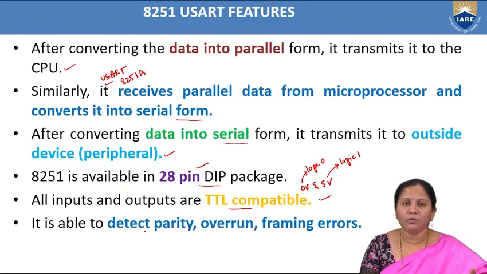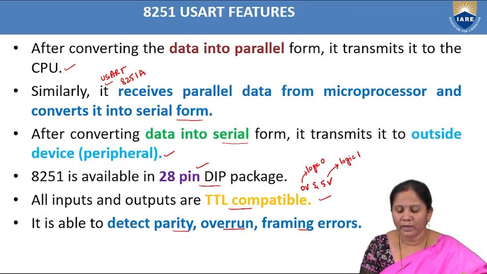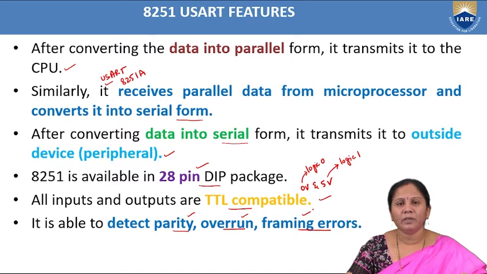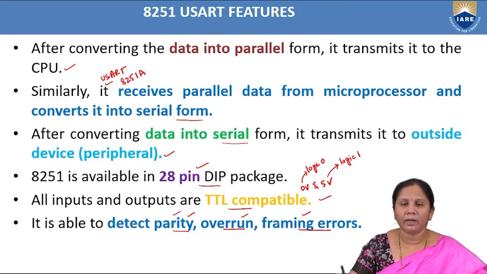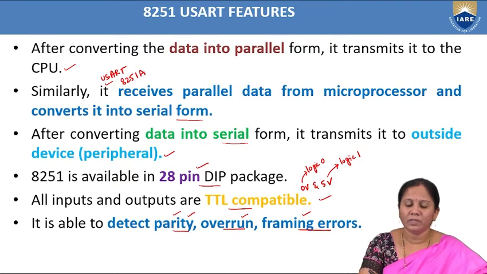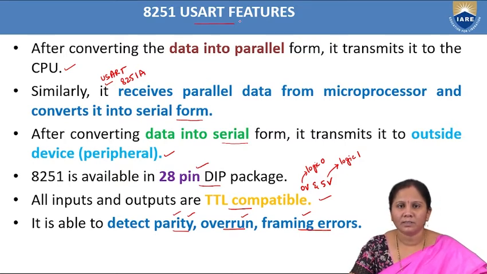This 8251 USART is able to detect parity, overrun and framing errors. How does it detect them? In the 8251 we have a status word register, which is an 8-bit register. Among those 8 bits, 3 bits are related to detecting errors like parity error, overrun error and framing error. Using these 3 bits, these errors can be detected. So all these are the features of 8251 USART.